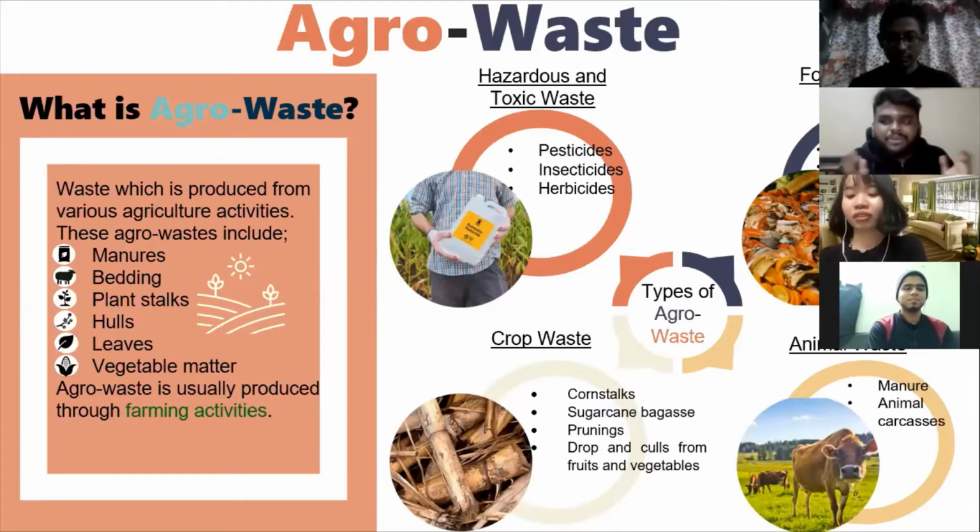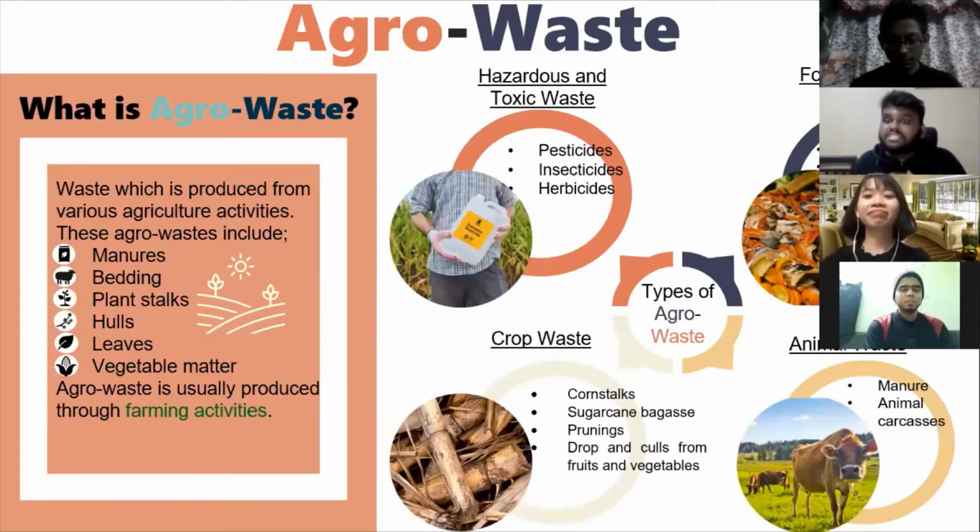So what is agro waste? Some know, some don't know, so we will define it now. Agro waste is produced from various agriculture activities. It includes manure, bedding, plant stalks, hulls, leaves, and vegetable matter. In simple words, agro waste is produced from farming activities.